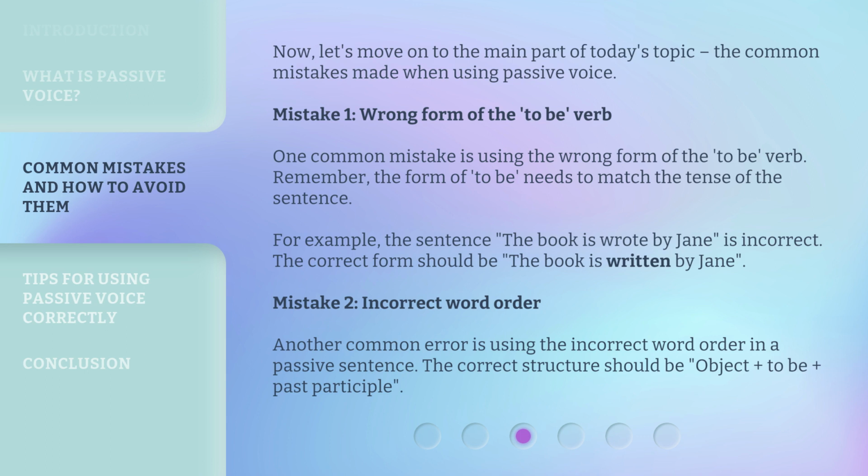Mistake 2. Incorrect word order. Another common error is using the incorrect word order in a passive sentence. The correct structure should be object plus to be plus past participle.